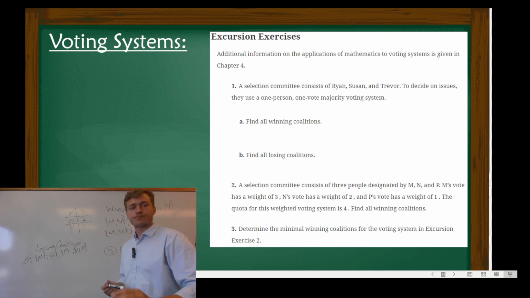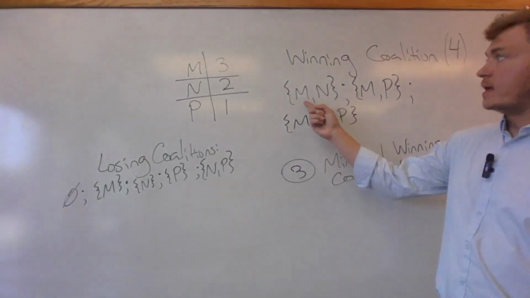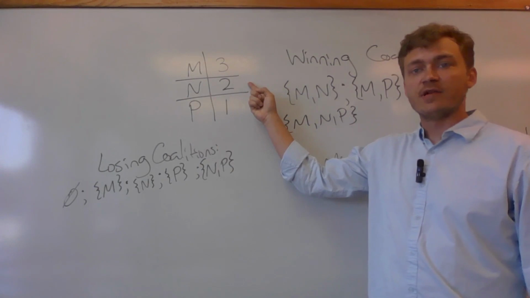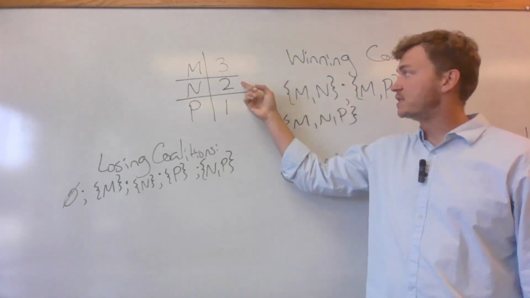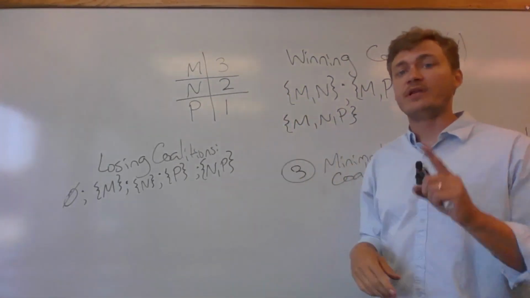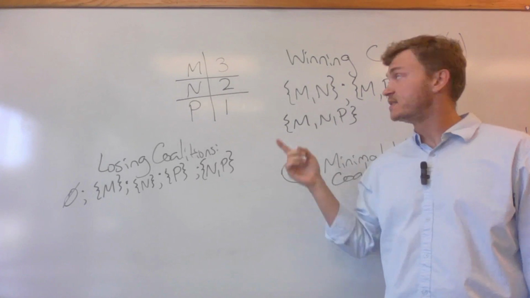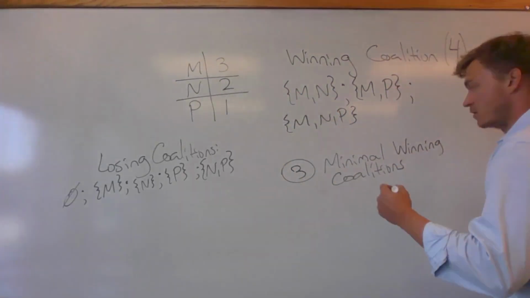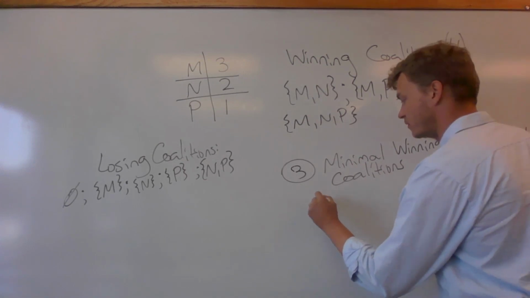Well, go to the full screen. M and N together is 5. If I take out M, I'm at 2, no longer a winning coalition. Likewise, if I take out N, I'm at 3, no longer winning. But it's just one example. If I take out any one of those items, do I go from winning to losing? Yes, MN is a losing coalition. If I take one out, therefore it's a minimal winning coalition.